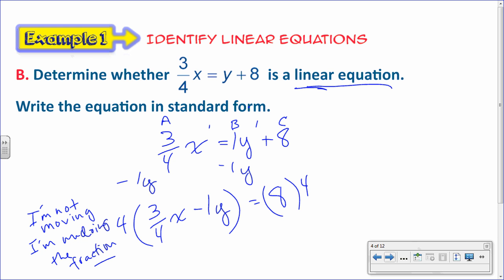You guys are following this because this is what people miss the most. What property is that? Okay, so what am I left with if I multiply 4 over 1 times 3/4 x? 3x. Very good. Minus 1, what's 4 times a negative 8? 8 times 4 is 32.